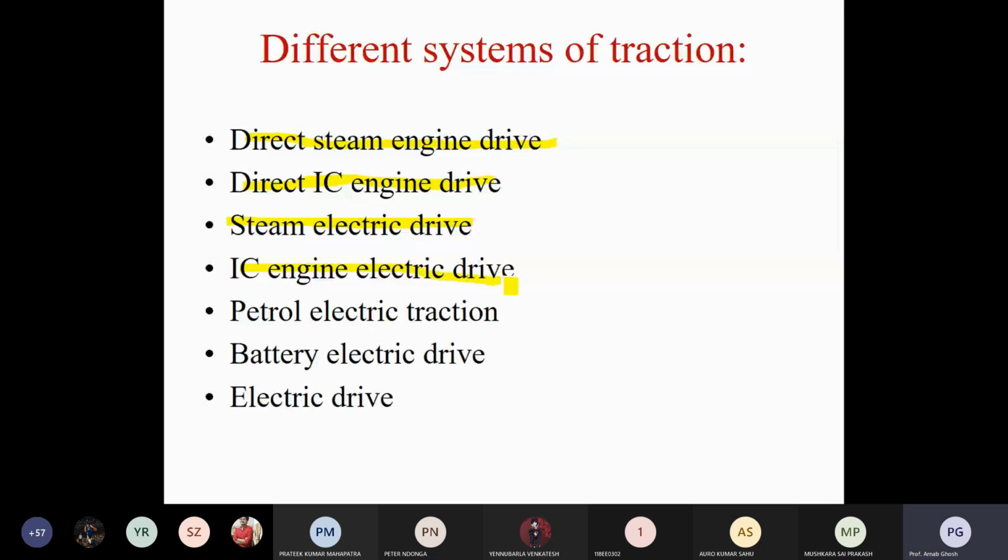Then IC engine electric drive. IC engine electric drive means internal combustion engine. You are using that fossil fuel, and after combustion you are getting some mechanical energy. That mechanical energy is used as a prime mover of the electrical generator. That is the mechanical input from the IC engine.